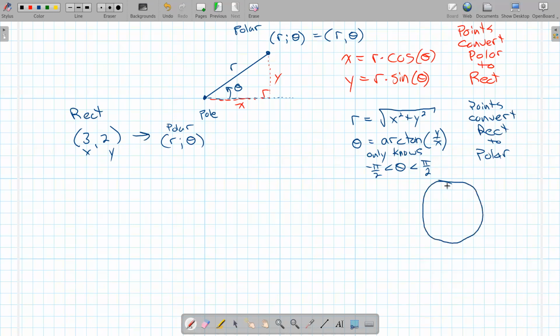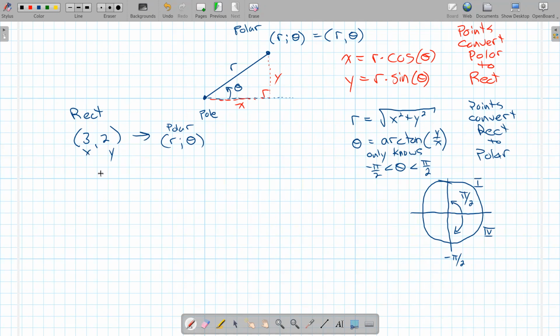And just a reminder about that, picturing that on the unit circle, theta of negative pi over 2 is over here, and theta of positive pi over 2 is over there. So the arctan only knows about quadrants 1 and 4, and in quadrant 4, it only knows the negative version of that angle, not the positive version. So we always have to keep that in mind, be conscious of what quadrant we're in.